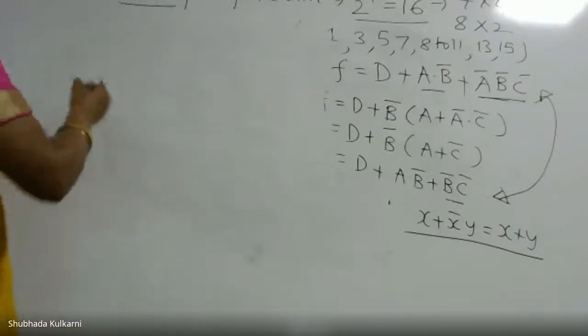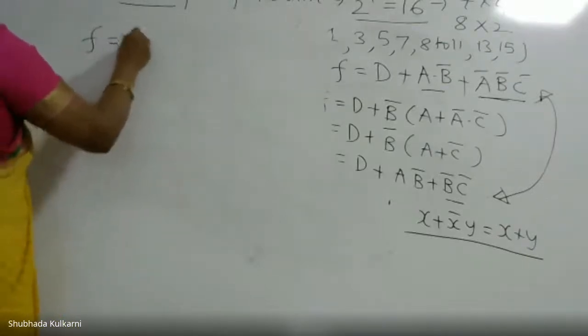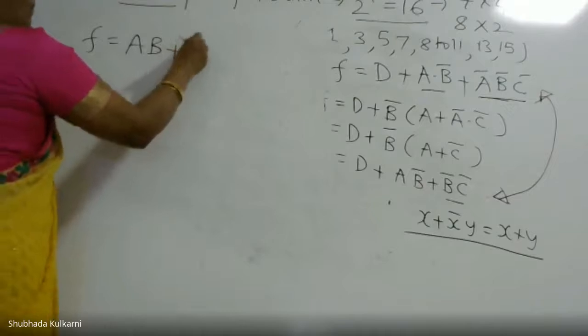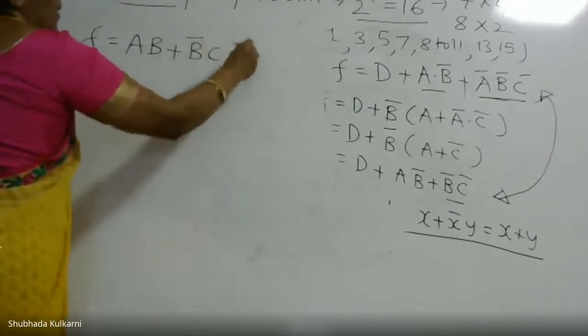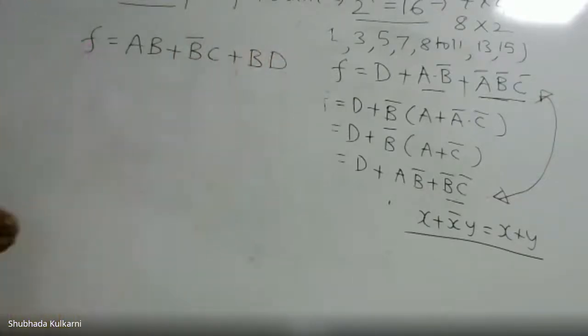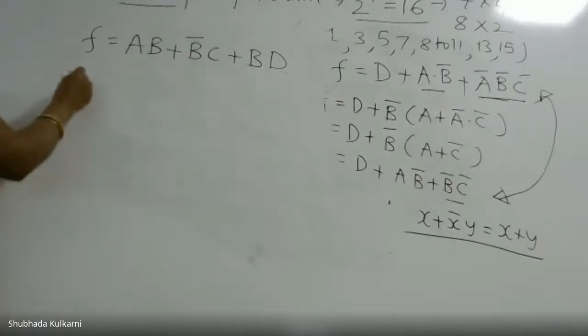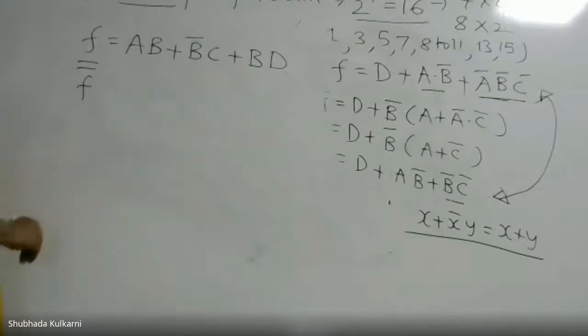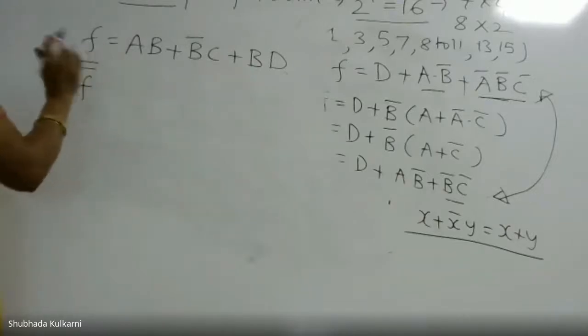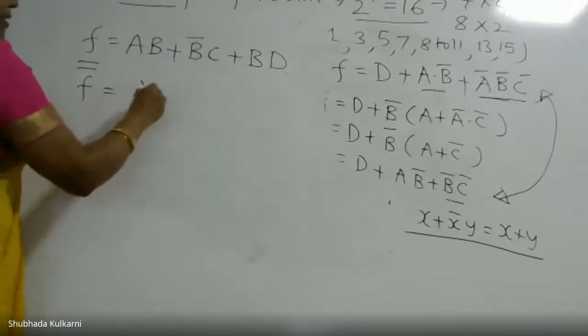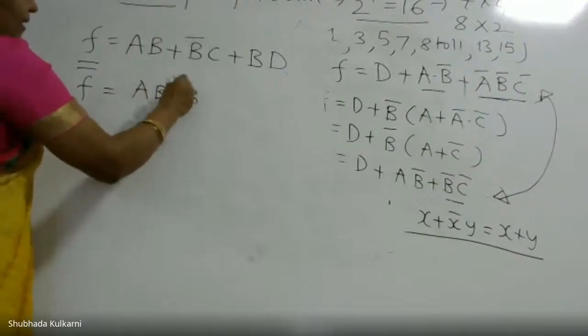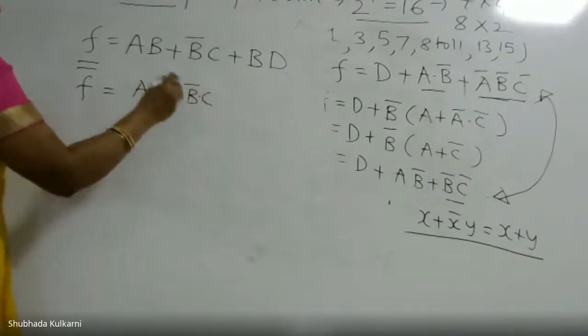So I will solve one problem. F is equal to AB plus B bar C bar plus BD. This is one of the simplified expressions. How to realize it by using NAND? Take double complement. Why double complement? F double bar is F. Same thing for this side also. For the entire expression, take double complement.